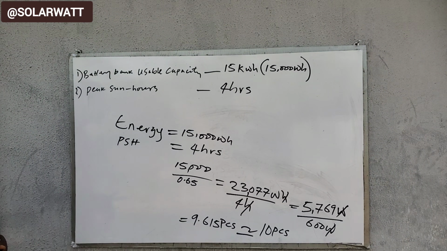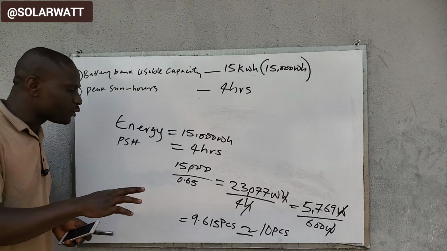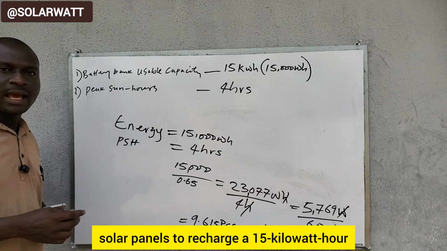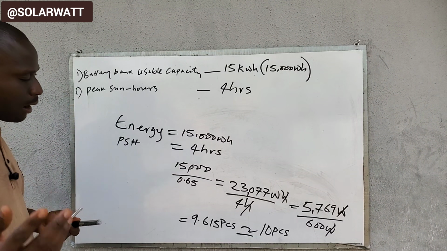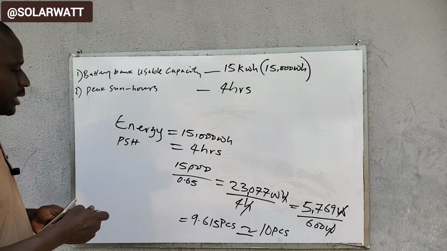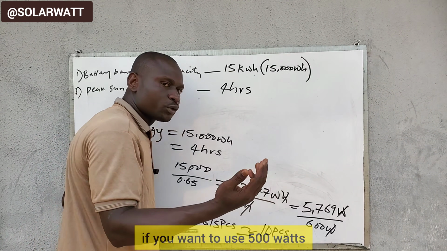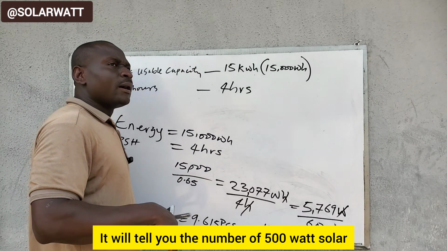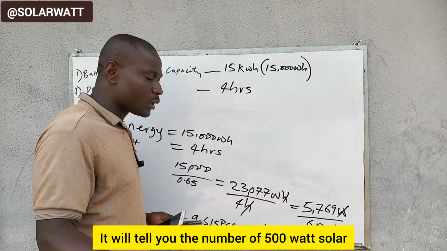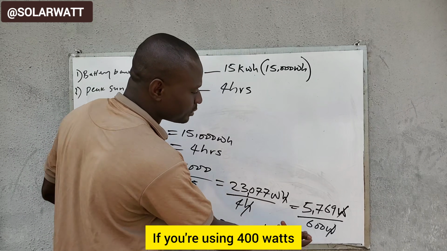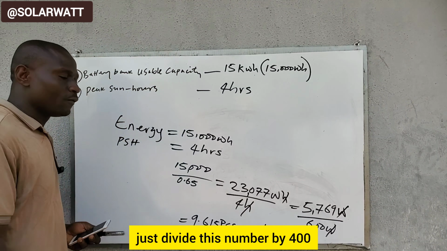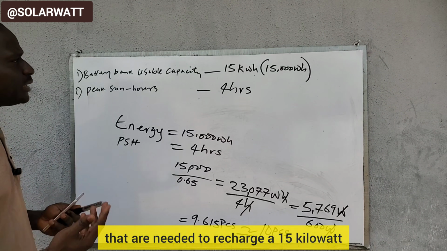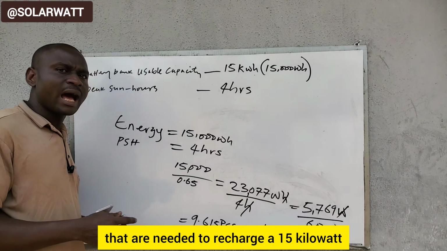So we need approximately 10 pieces of 600-watt solar panels to recharge a 15 kilowatt hours lithium battery. Now if you want to use 500 watts, just divide this number by 500 watts. It will tell you the number of 500 watt solar panels you need. If you're using 400 watts, just divide this number by 400. So this is how to calculate the number of solar panels that are needed to recharge a 15 kilowatt hours lithium battery.